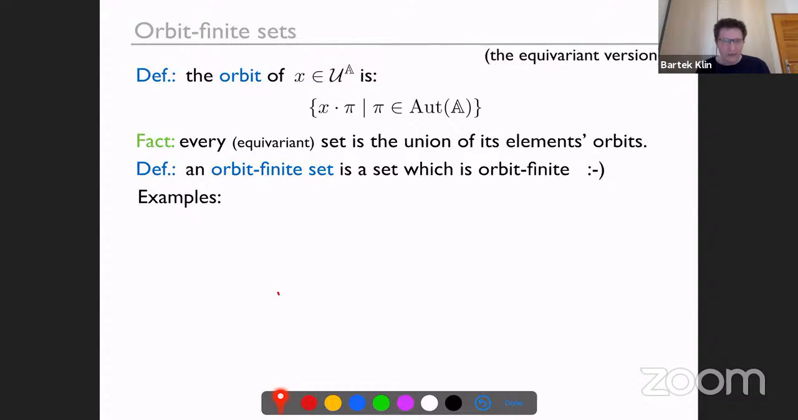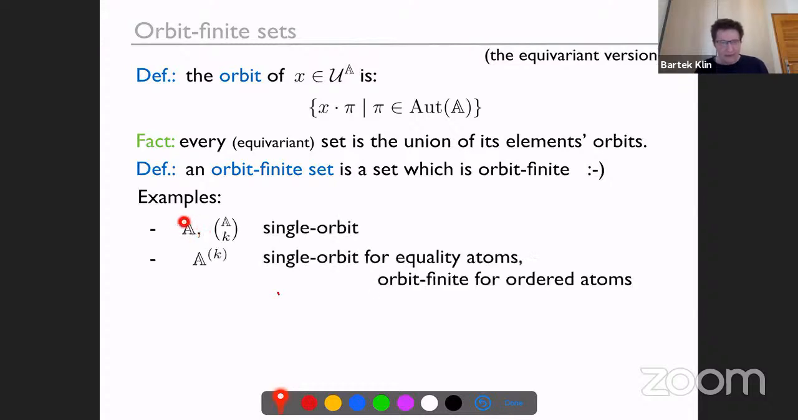Examples: these sets, the set of atoms and the set of sets of atoms of size k. These just have single orbits. You can get from any set of size k of equality atoms to any other. Now, the set of pairwise distinct tuples, this is a single orbit set for equality atoms. For ordered atoms, well, there's the different ordering, so there's exactly k factorial orbits there. And this is also orbit finite.